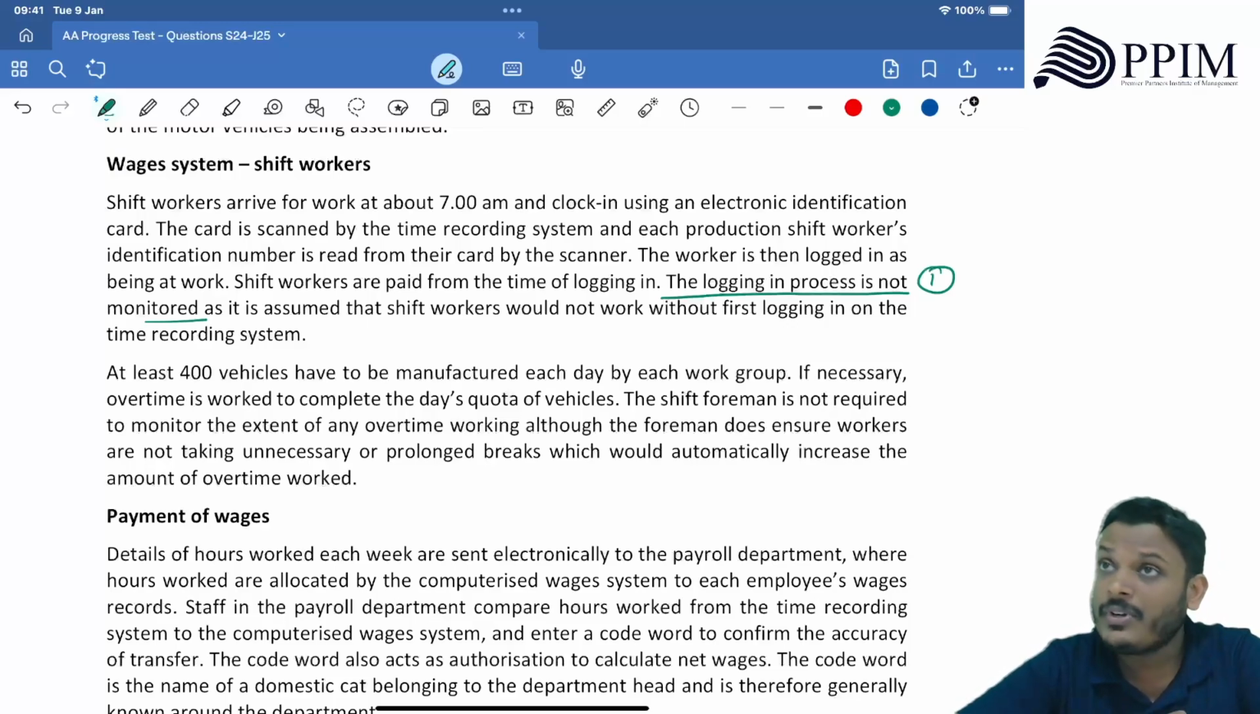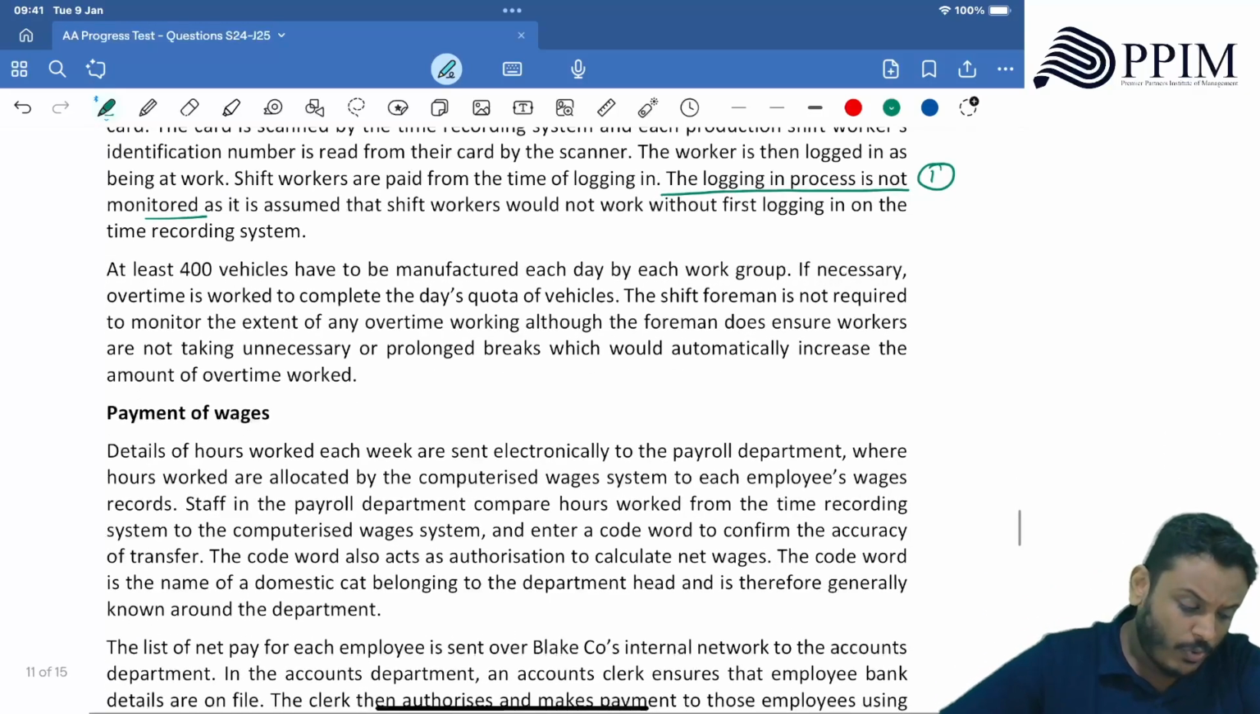For the test of control, we can observe the shift manager monitoring the login process. How the login process is happening should be observed by the shift manager. Right? That is the test of control.